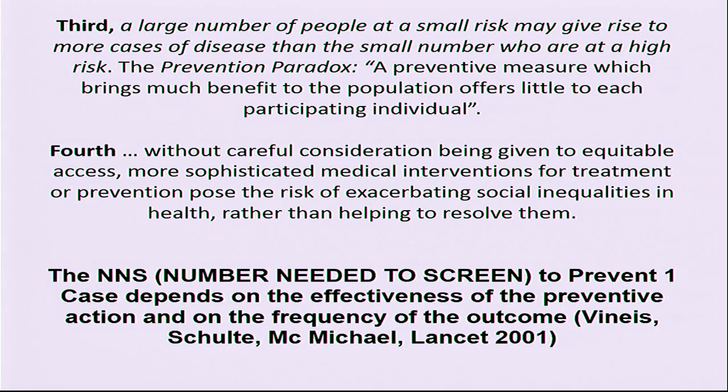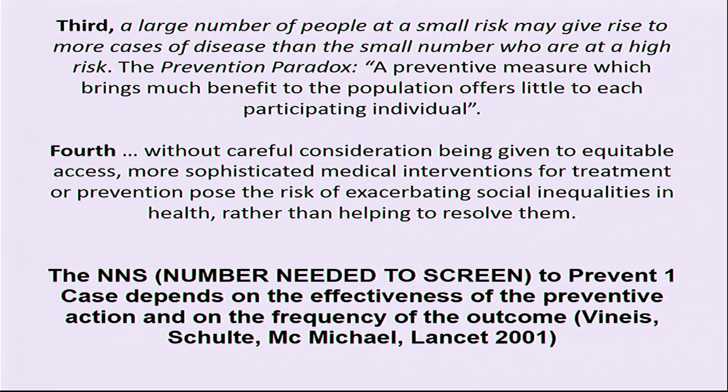Further, epidemiology has still a lot to say, classical epidemiology. For example, the prevention paradox put forward by Geoffrey Rose. I will not go into details, but we know that a large number of people at a small risk may give rise to more cases of disease than the small number who are at high risk. Or in other words, a preventive measure which brings much benefit to the population offers little to each participating individual.